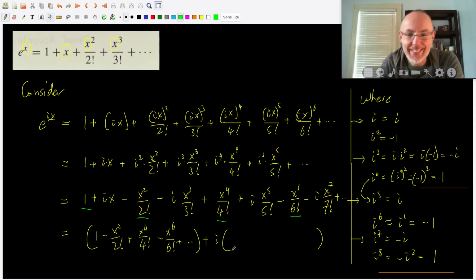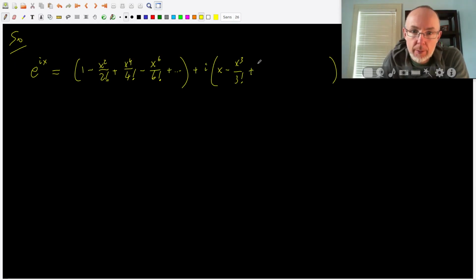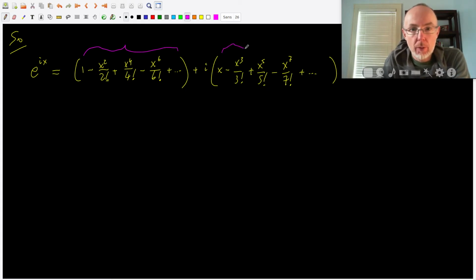But all the ones that still have i's in them, they're all the odd terms. I'm going to write them in this bracket. There's i times x. I'm just factoring the i out. And then there's minus i times x cubed over 3 factorial. Took the negative out. And the next one's plus x to the 5 over 5 factorial. As I'm gathering those terms, we're picking up all of the odd ones. And then that continues. They're both alternating. This is an alternating series with all the even powers of x, and this is an alternating series with all the odd powers of x.